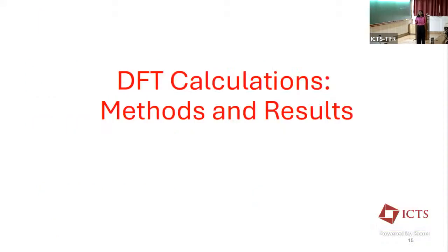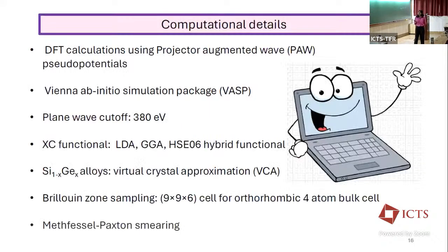So I now present DFT calculations, the methods and results. These are the computational details. I've used density functional theory using the projector augmented wave method of pseudopotentials implemented in VASP. And these are the rest of the computational details. We have used exchange correlation functionals: local density approximation, generalized gradient approximation, and HSE06 hybrid functionals.